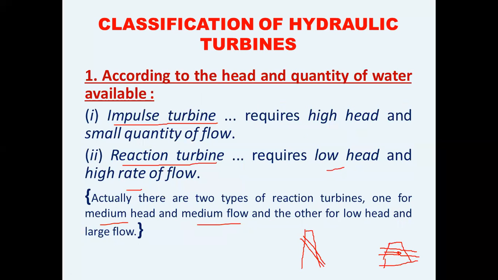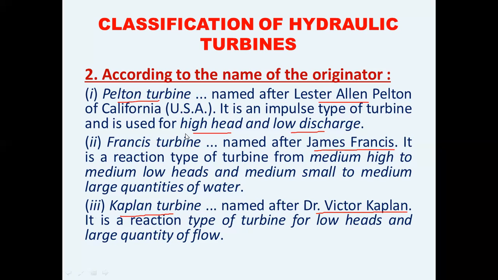Now, if you see the last slide, for high head and small quantity of flow, we are going to use impulse turbine. Okay. So this Pelton turbine is nothing but a type of impulse turbine. Next, Francis turbine. Francis turbine is used for medium high to medium low heads and medium small to medium large quantities. So it is used for medium head and medium quantity of water, and hence it will come under reaction type of turbine.